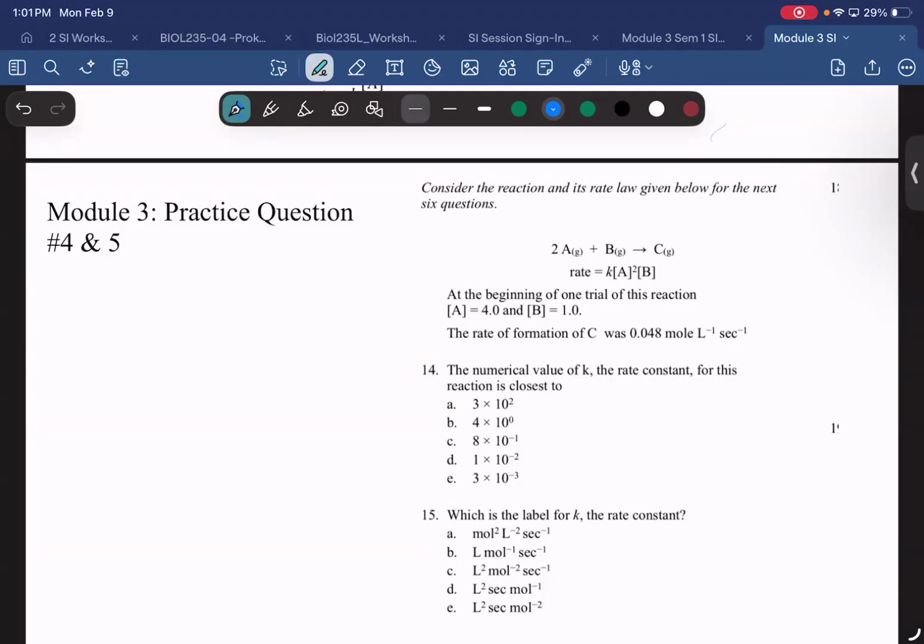You could memorize the units, but it's better to just know how to do it, because I think it's a waste of brain space, in my opinion.